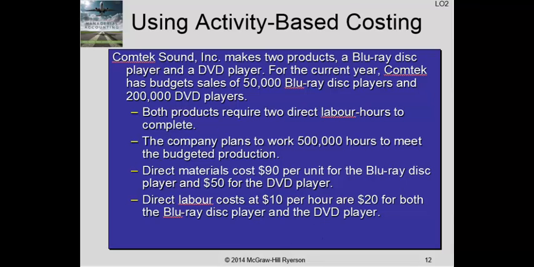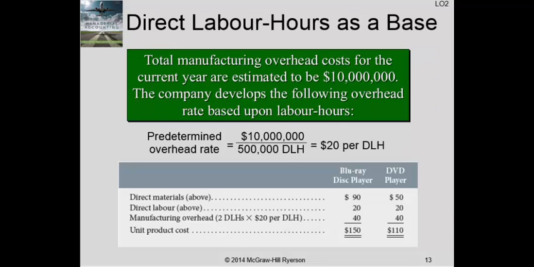We expect total manufacturing cost for the year to be $10 million. So if we were to use direct labor hours as the sole allocation base, we take our 10 million bucks and divide by the 500,000 direct labor hours, and we would come up with an allocation rate of 20 bucks per direct labor hour. Using that, we would end up allocating exactly the same amount to the Blu-ray as to the DVD, and we would cost our products accordingly.